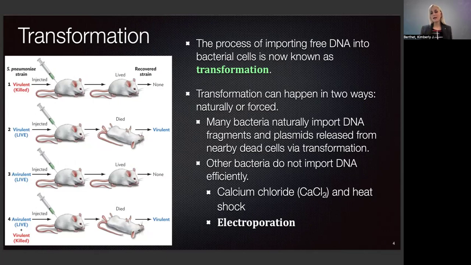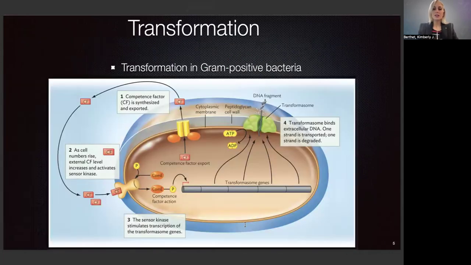So we can allow them to bring DNA into the cell, because we have changed the charge with calcium chloride, and we do electroporation or heat shocking, where they can just pull the DNA into the cell. So as you can imagine, if you can have bacterial cells pick up DNA, you're essentially genetically modifying those cells. Let's look at transformation on a molecular level, the mechanisms that go into it.